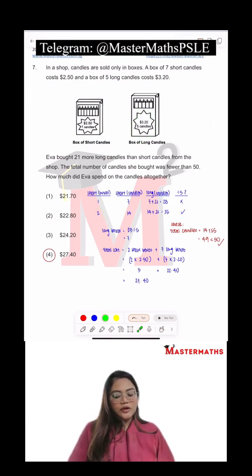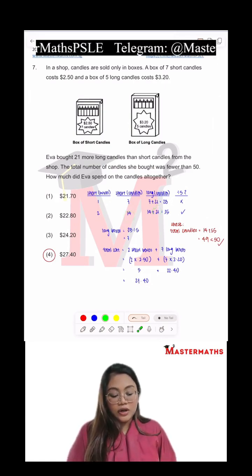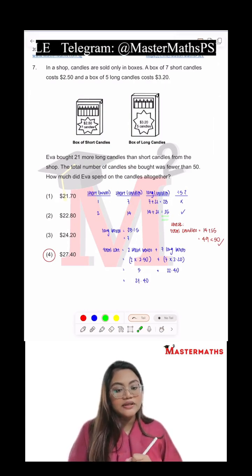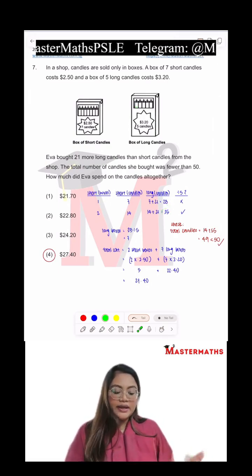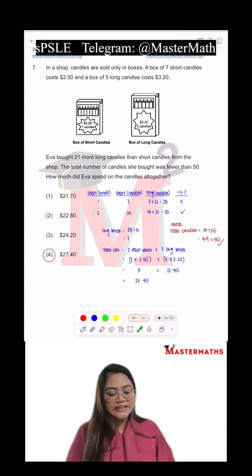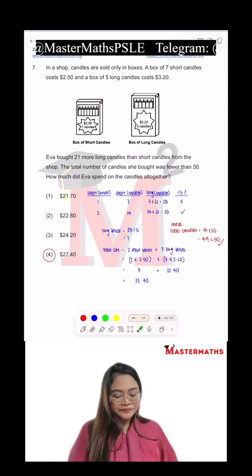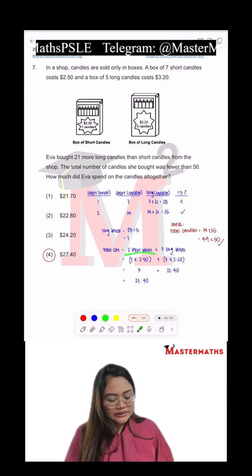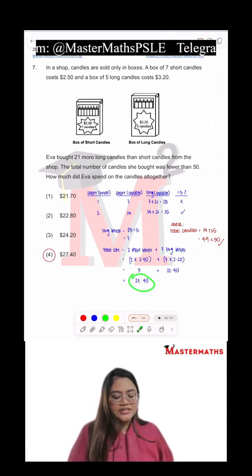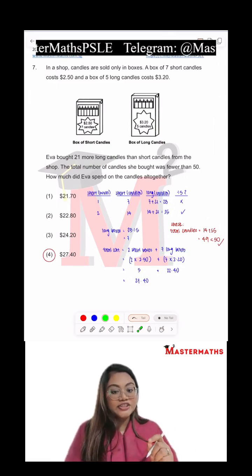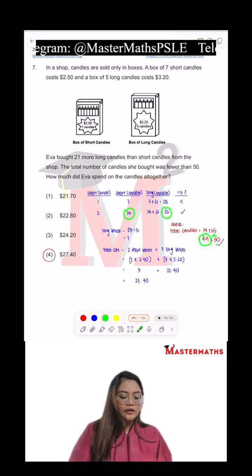If I buy 2 boxes, I will have 14 short candles. And if there are 21 extra longer ones, that will give me 35 long candles. Hey, 35 can be divided by 5. So therefore, my answer is simply 2 short boxes and 35 divided by 5, which is 7 long boxes. Okay? And so that will leave us with 2 short boxes, each is $2.50, and 7 long boxes, each is $3.20. The answer will be $27.40. And a quick check will be 14 plus 35. Indeed, is 49, which is less than 50.